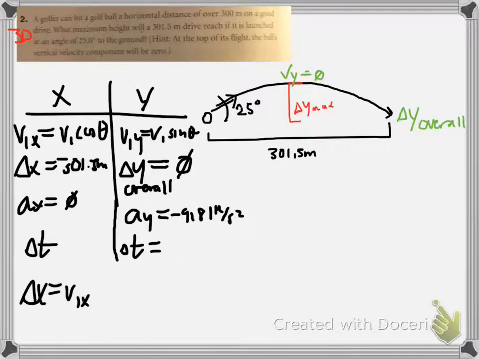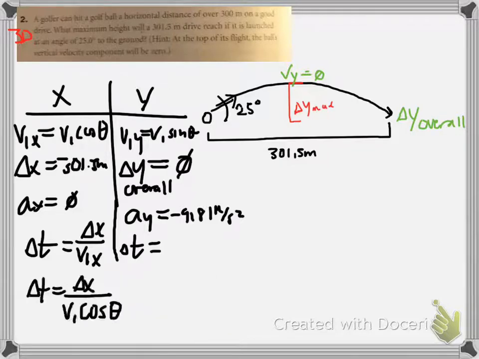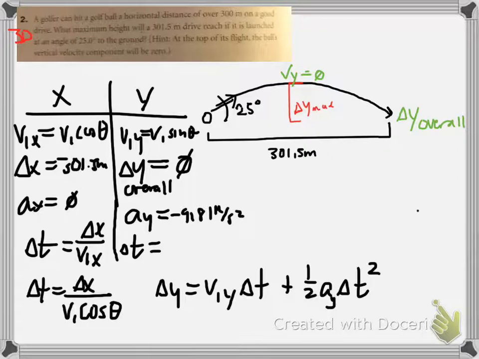So, we're going to do our standard old hat trick. Delta x equals Vix delta t plus 1/2 a sub x delta t squared. Get rid of all that. Cool. Now we can write the expression for delta t, delta x over Vix. And putting in our substitution with our expression for Vix, that gets us delta t equals delta x over Vi cosine theta. Cool. Now, do we have an equation on the y-axis that would tie together all the things we're looking at here? We do. Same one.